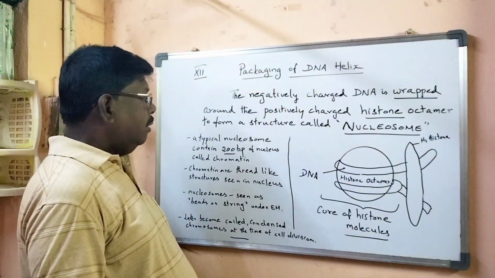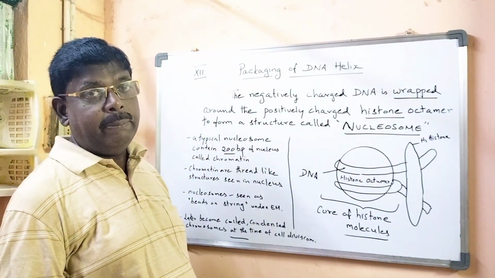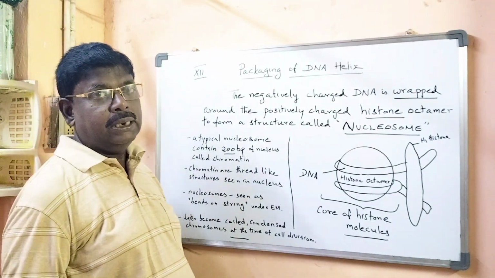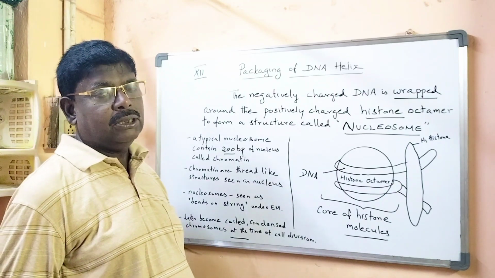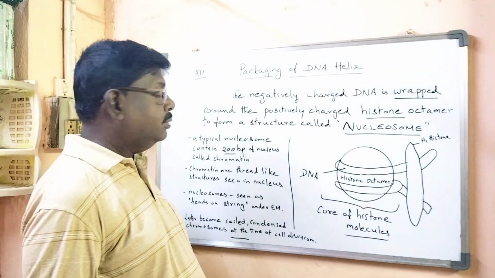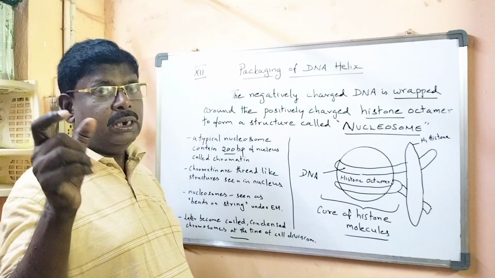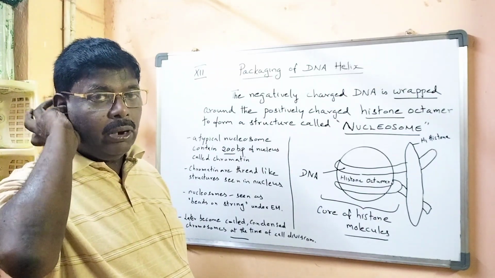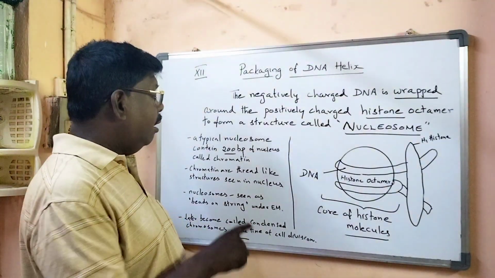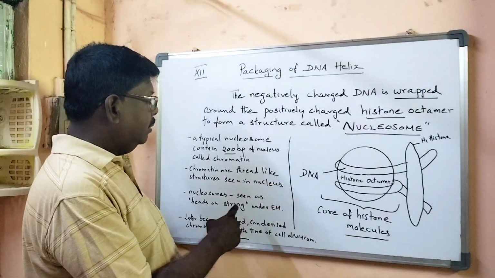Normally, a typical nucleosome contains 200 BP. BP means base pairs, that is adenine, thymine, guanine, cytosine. Those pairs are called base pairs, the ATGC combination. Refer to the DNA molecular structure: adenine pairs with thymine by double bond, similarly guanine with cytosine by triple bond. That is called a base pair. 200 base pairs are wrapped in a nucleosome.